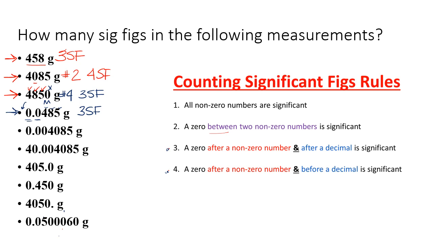So let's look at this one. We know the 5, the 8, and the 4. The 0 between the 4 and the 8 gets in because of rule number 2. So it really is all about these zeros. Well, are they after a non-zero number? And they're not. So it is 4 sig figs.